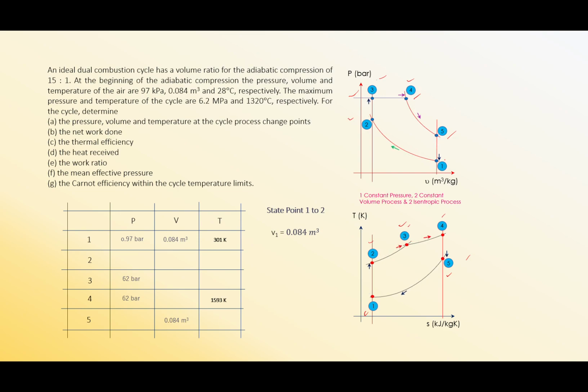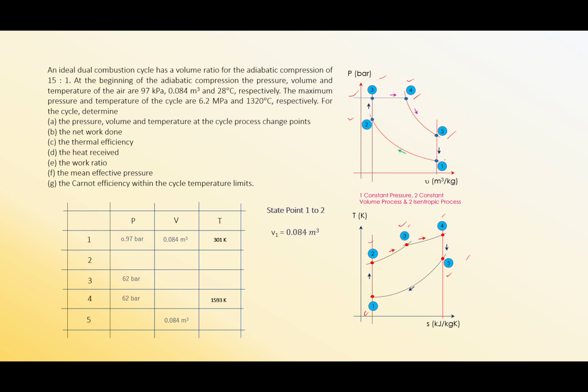What you need to do is substitute all the pressure, volume, and temperature values into the table. Here you have 5 rows, 1, 2, 3, 4, and 5, and then your pressure, volume, and temperature columns. For point 1, substitute 0.97 bar, the volume 0.084 meter cube, and the absolute temperature 301 Kelvin. Then the question gives the maximum pressure, which is 62 bar.